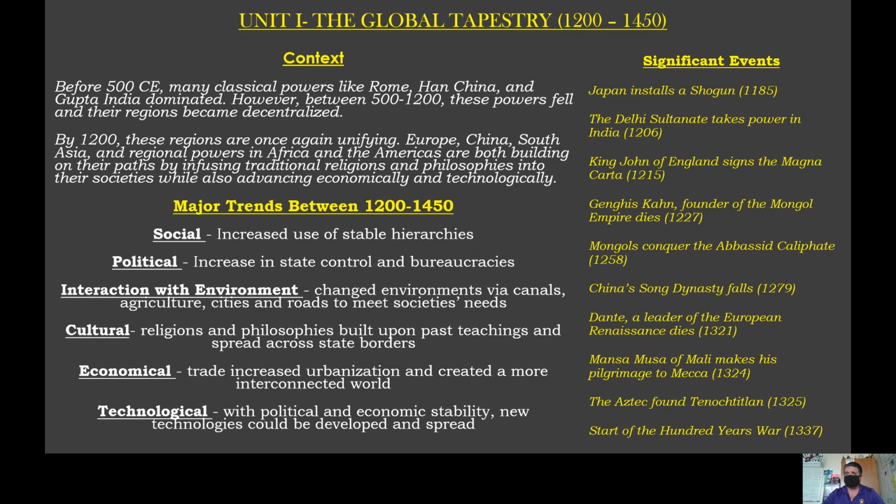China's Song dynasty falls in 1279. They fall to the Mongols, who create the Yuan dynasty. Dante, a leader of the European Renaissance, dies, 1321. I don't care if you know who Dante is, but this is during the Renaissance, which is a pretty broad period. It's after the Crusades and everything that you see a sort of cultural rebirth in Europe.